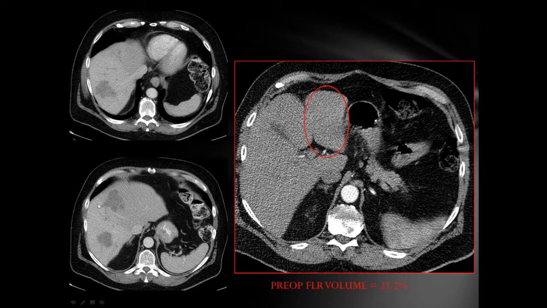You see the disease in the liver, and pre-op future liver remnant volume was 23%, which is really just pretty marginal. In a normal liver, you want a minimum of a 20% future liver remnant volume, and someone who's seen a significant amount of chemotherapy, as this patient, 30% is probably a better number.